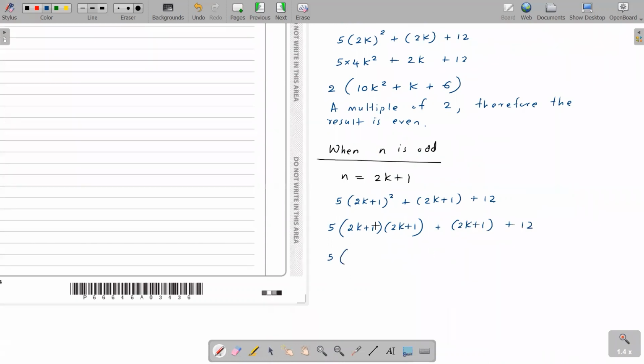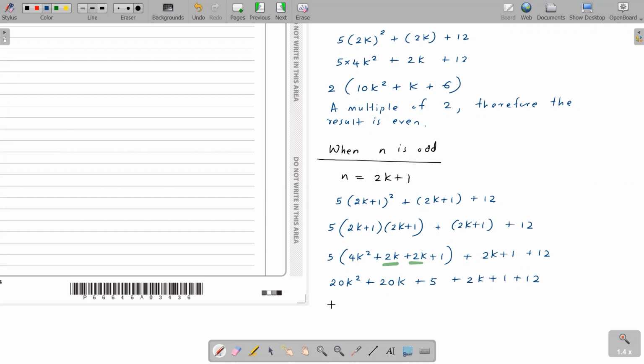So opening this, what do we get here? 2k into 2k is 4k square. 2k into 1 is 2k. Plus 1 into 2k is 2k. Plus 1 into 1 is 1. Open the bracket here, 2k plus 1 plus 12. So expanding the bracket here, 5 times 4 is 20k square. Shall I add these two together? 2k plus 2k is 4k. 4k into 5 is 20k immediately. And then plus 1 into 5 is 5. Okay, I added these two here and then I multiplied it with 5. The last part is 2k plus 1 plus 12.